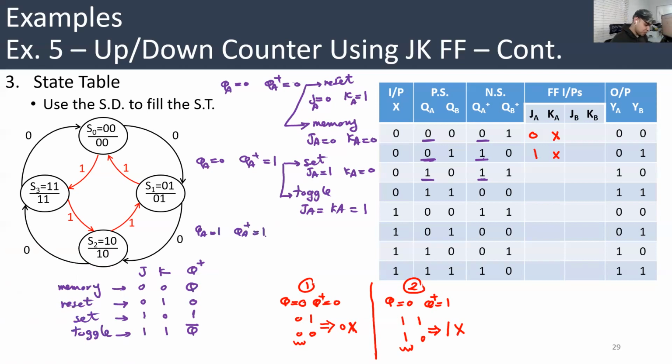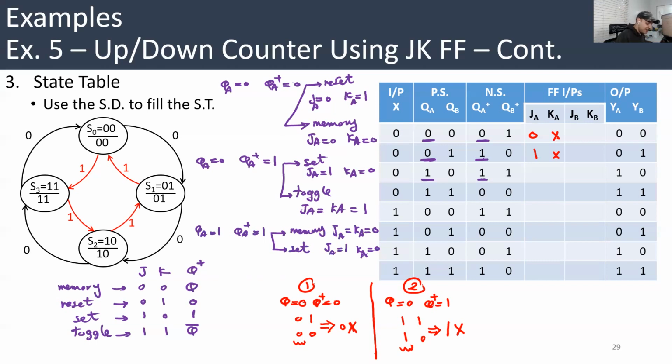Let's see. One may say Q plus and Q are the same. So it's a memory, right? And that's right. That's a memory. Memory means JA equal to KA equal to 0, or 0, 0. One might also say it's a set state because QA plus is 1, right? So you might say it's a set. And set means J is equal to 1 and K is equal to 0.